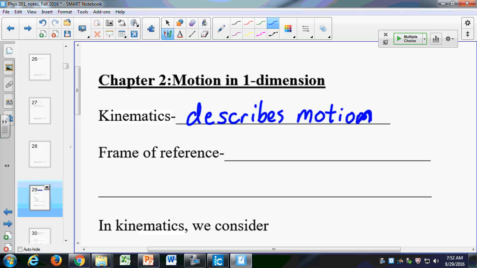Not motion, that's an N. Anytime we're dealing with systems and we're looking at the kinematics of a system, we'll need to describe a frame of reference. And all this does is it sets the coordinate system.